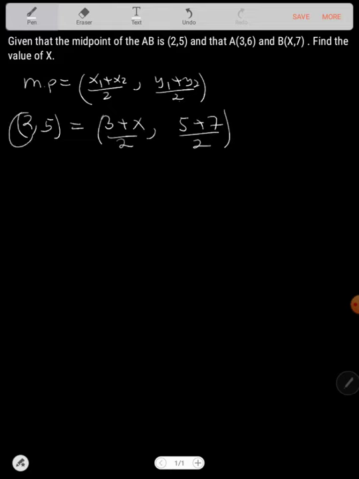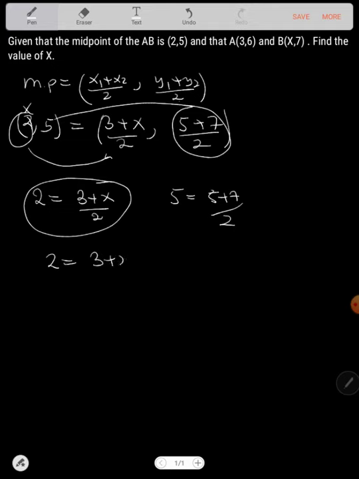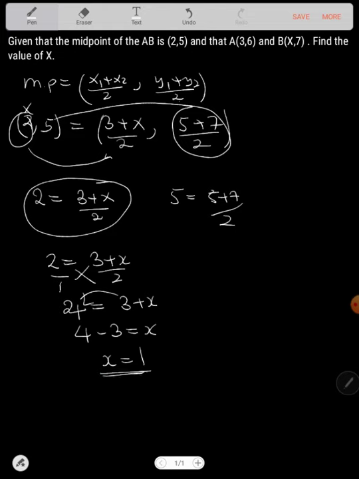Then you have to know that this part here, this is x, so it goes with this x. Now this goes with the over. So what we need to find is this. So we have 2 is equal to 3 plus x over 2. So have 5 is equal to 5 plus 7 over 2. We are interested in this part. So say 2 is equal to 3 plus x divided by 2. Then you cross multiply, 2 times 2, get 4 is equal to 3 plus x. Then this will go this side, becomes 4 minus 3, which is equal to x. Hence x is equal to 1. So the value of x is 1. So that's how you can find it.